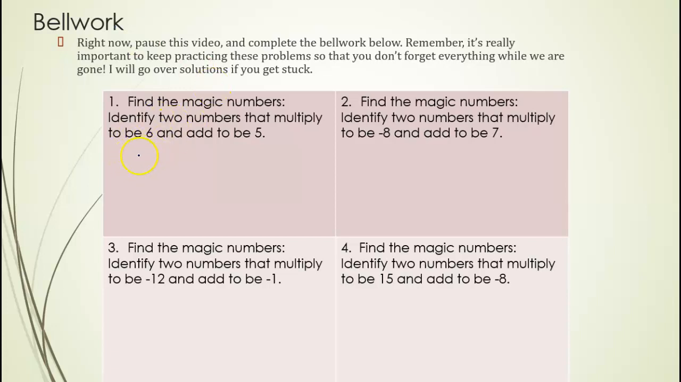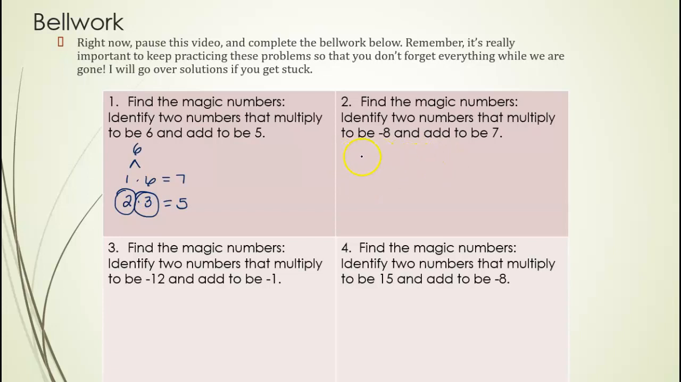For factoring, it's important that you're able to find the magic numbers. So first we want to identify 2 numbers that multiply to be 6 and add to be 5. So if we think about 6, 6 can be 1 times 6, or it can be 2 times 3. 1 and 6 add to be 7, 2 and 3 add to be 5, so your magic numbers are 2 and 3 on that one.